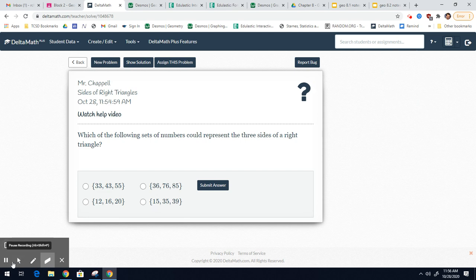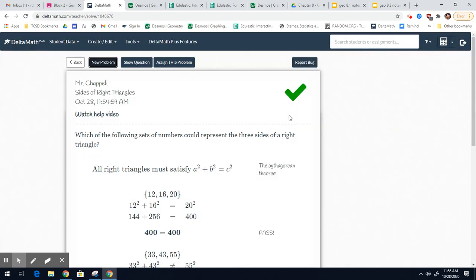And again, this is going back to the converse, testing Pythagorean theorem to see if it would be a right triangle. There we go. All right, good luck on this homework. Should be a good assignment. Just be careful. Are you trying to find the hypotenuse or are you trying to find a leg?